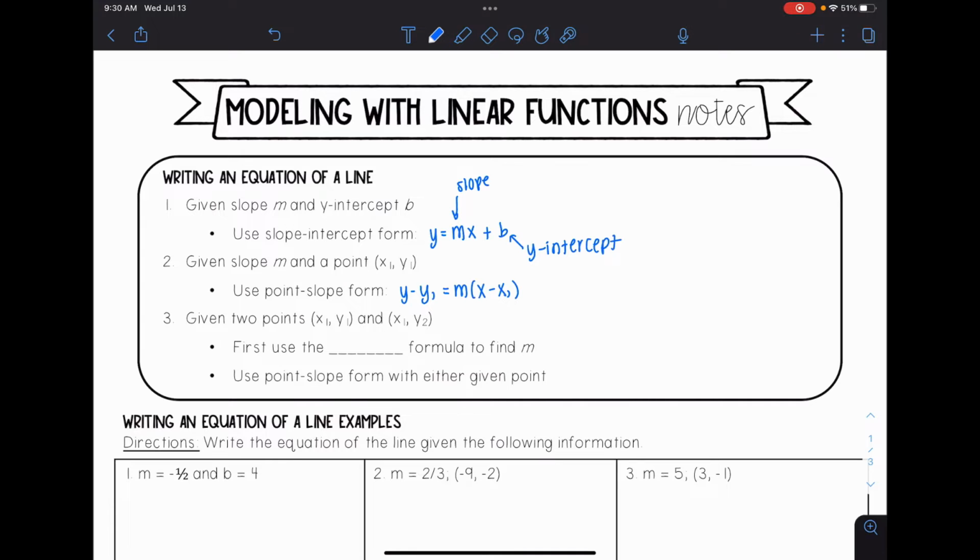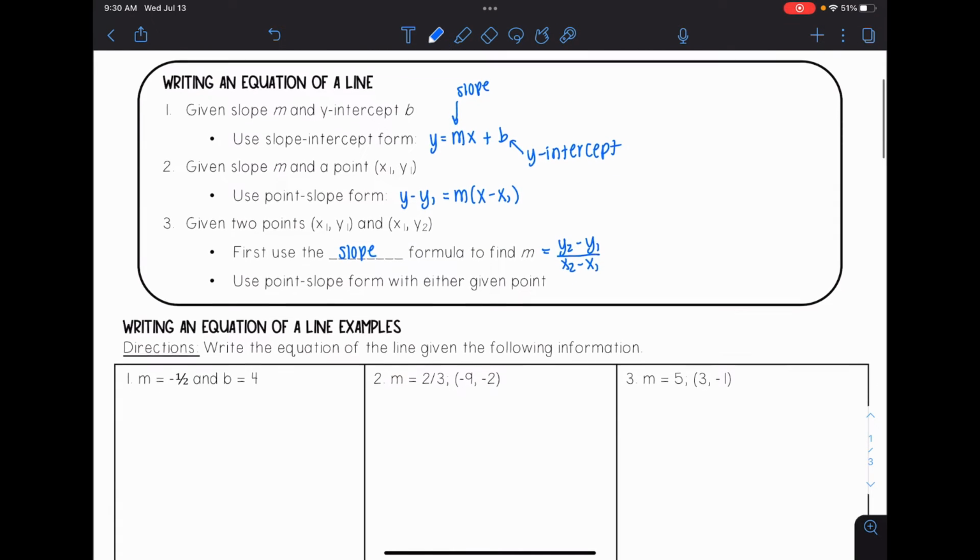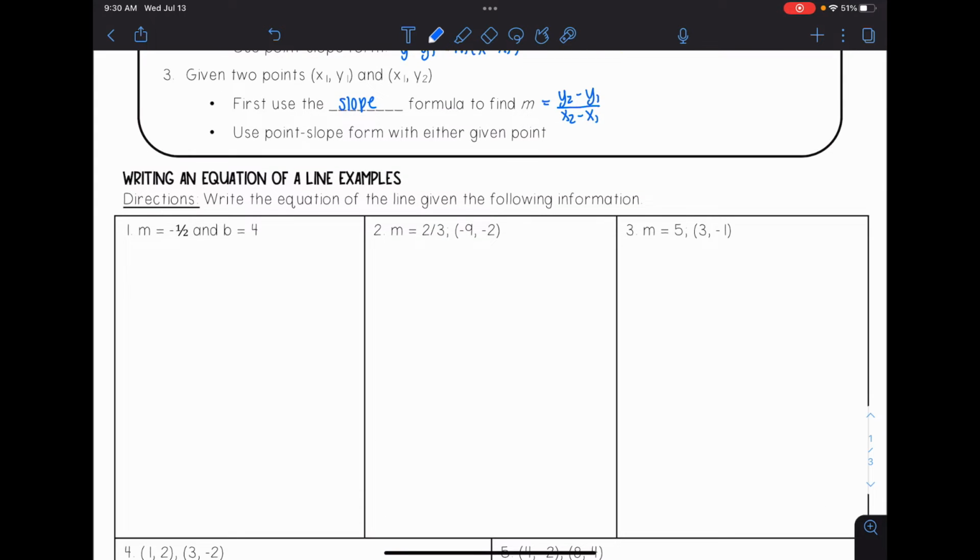And then the third way is when we're given 2 points x1, y1 and x2, y2, we can first use the slope formula to find m. And remember, that is m is equal to y2 minus y1 over x2 minus x1, and then use point slope form with either given point. And so basically from here, after we find the slope, we would just use what we do in number 2. So let's go ahead and go through some examples of using this.